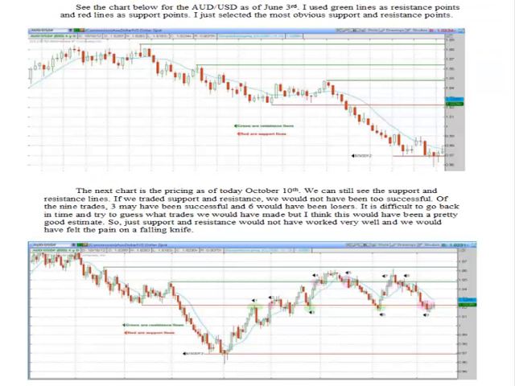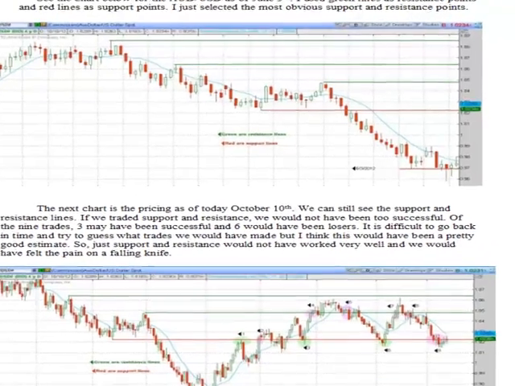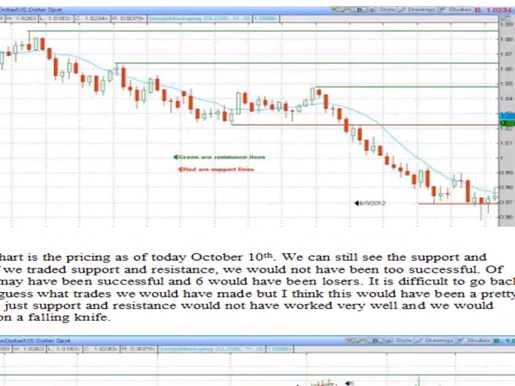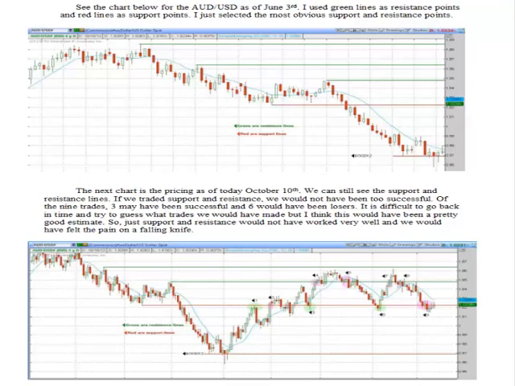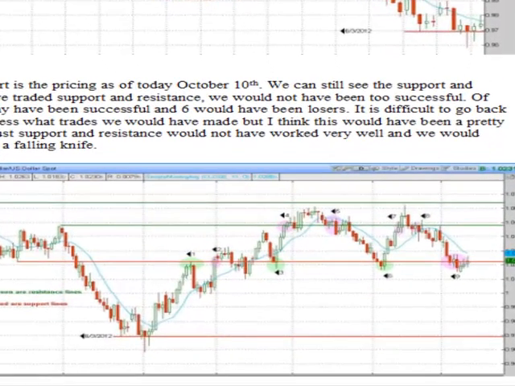See the chart below for the Aussie US dollar as of June 3rd. I used green lines as resistance points and red lines as support points. And I just selected the most obvious support and resistance points. The next chart shows the pricing as of today, October 10th. We can still see the support and resistance lines.